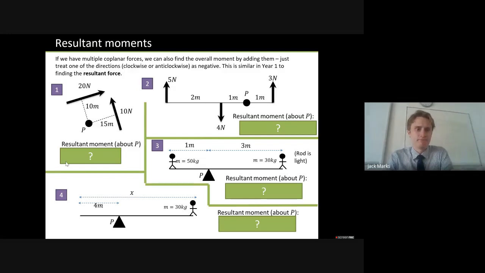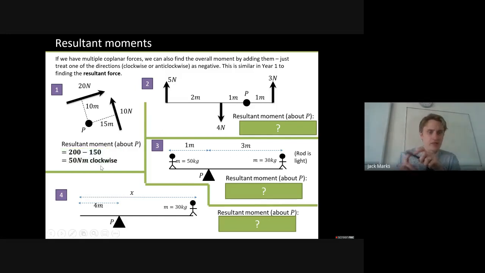So another term we should talk about is resultant. Resultant means the overall. The overall might be clockwise, might be anti-clockwise, might be zero. Zero is a special case. That's called equilibrium. You don't know until you work them out. The first one is the starter. So 200 clockwise, 150 anti-clockwise. Overall, the clockwise will win by 50. So the resultant is 50 Newton meters clockwise. That means the thing is going to rotate clockwise.